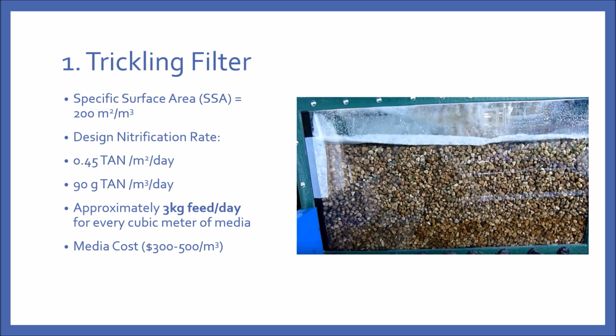Assuming that you have to feed the crabs 3 kilos every day, you will then have to provide 1 cubic meter of this filter media. Or in other words, if you have to feed 9 kilos of feed every day, you will require 3 cubic meters of media. So this is how you calculate how much media you need.